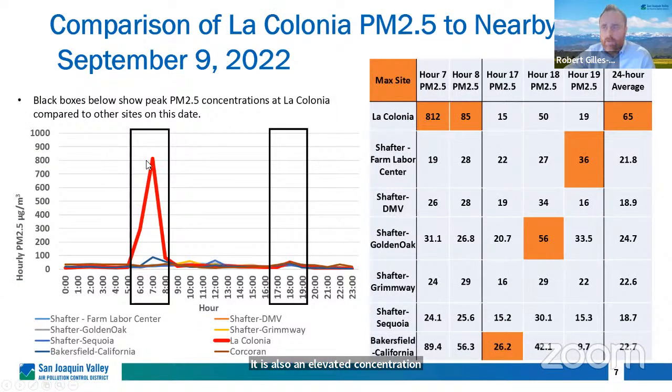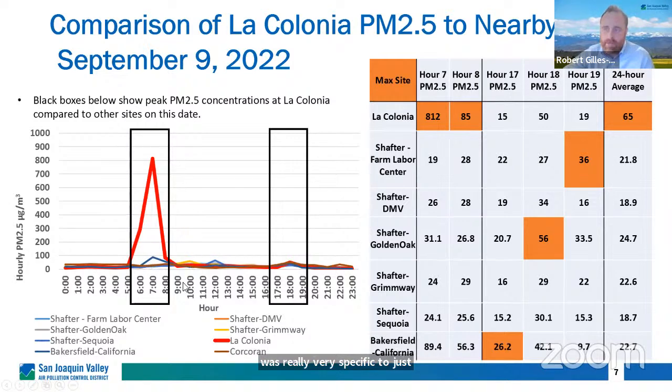So this is another view of the hourly data that was recorded. La Colonia, again, is in the red bold line, but this is also showing all of the other sites that recorded PM 2.5 for comparison. And we can really see that La Colonia by far stands out. This is not something that was common for the area. It was really very specific to just the impacts on the van during that time.